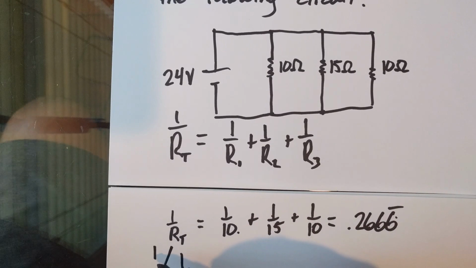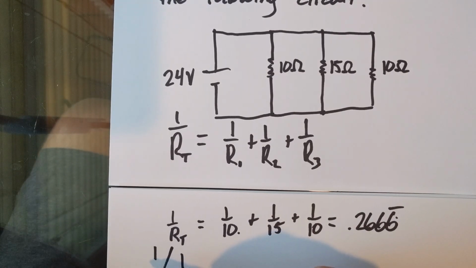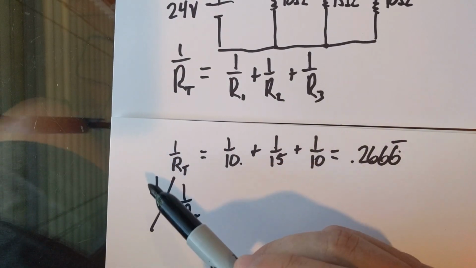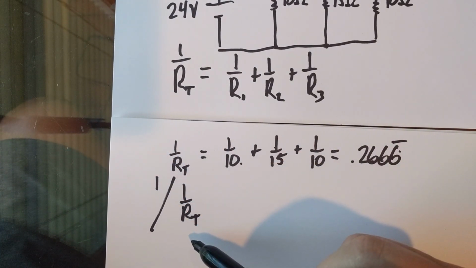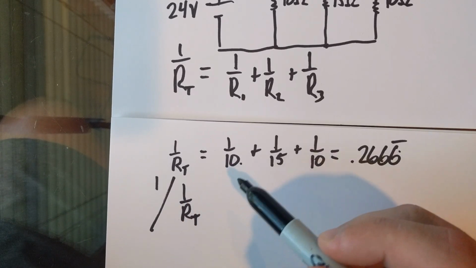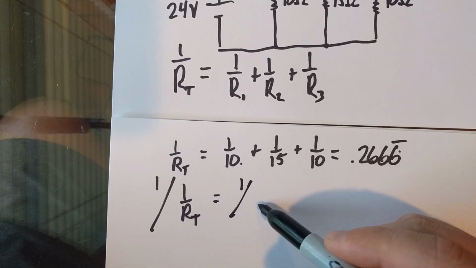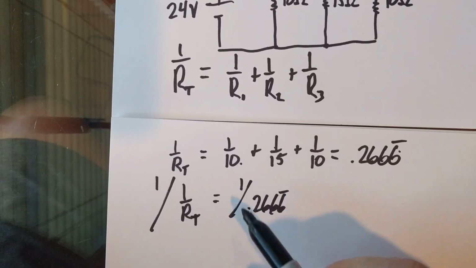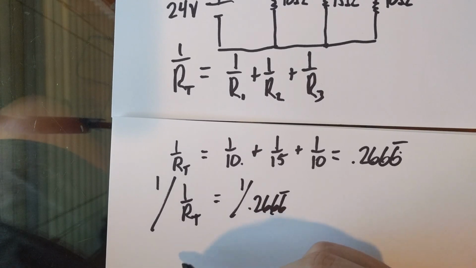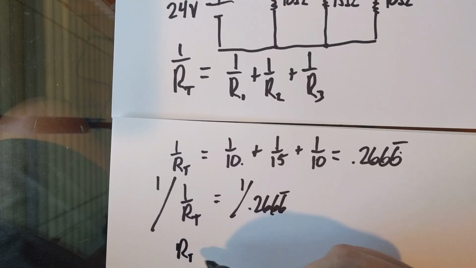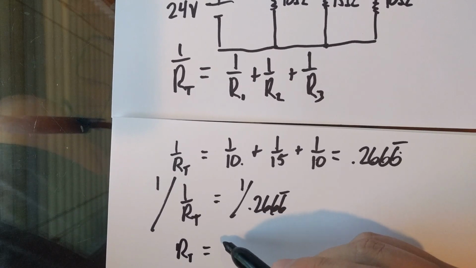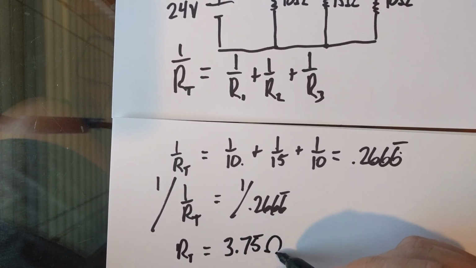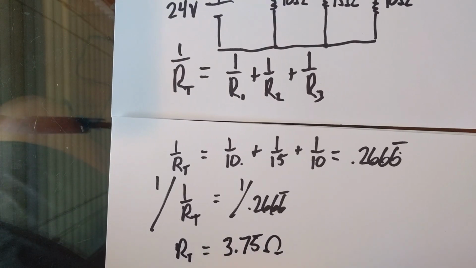And so, doing just as we said, 1 over RT, so we take 1, we divide it by that side. This is the reciprocal operation, so we're finding the reciprocal, right? 1 divided by 1 over RT is just going to give us back RT. And then 1 divided by 0.2666, repeating, is going to give us the reciprocal of that. And so what we end up with is RT is equal to 3.75 ohms. And that gives us our total.